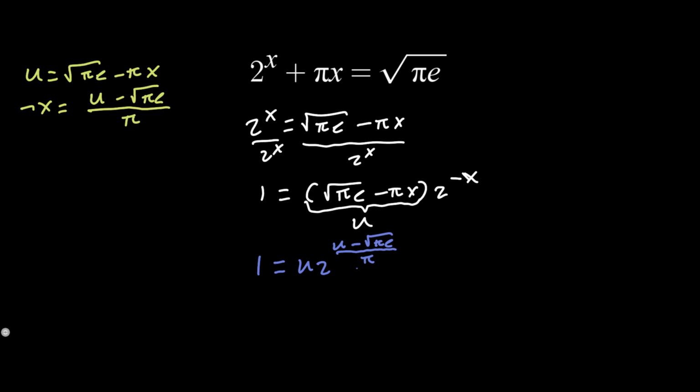And using exponential properties, the right side becomes u times 2 to the u over pi times 2 to the negative square root of pi times e over pi. And we will multiply by 2 to the power of square root of pi e over pi, so we can cancel out the negative. So we will have 2 to the power of square root of pi times e over pi is equal to u times 2 to the power of u over pi.